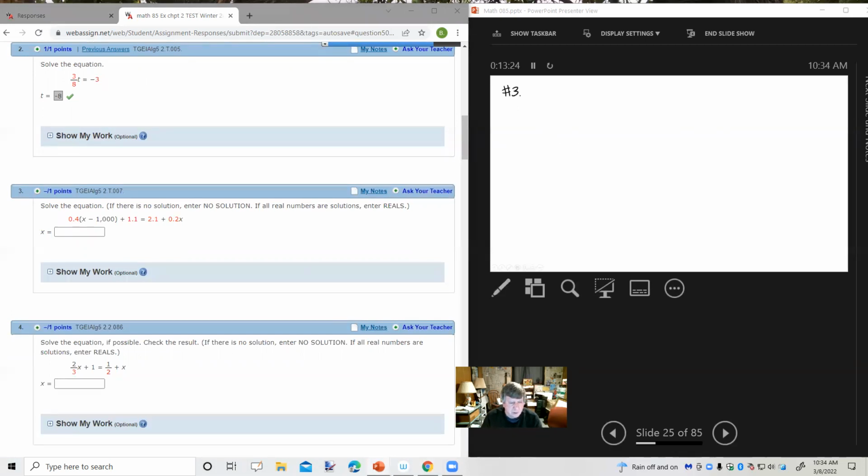Solve the equation. If there is no solution, enter no solution. If all real numbers are solutions, enter reals. 0.4 times the quantity x minus 1,000 plus 1.1 equals 2.1 plus 0.2x. So to get rid of the decimals, I need to multiply by 10 to move the decimal point 1 place to the right. I have 4 terms up there. Each one of them has 1 decimal place to the right. So I need to multiply both sides of the equation by 10.